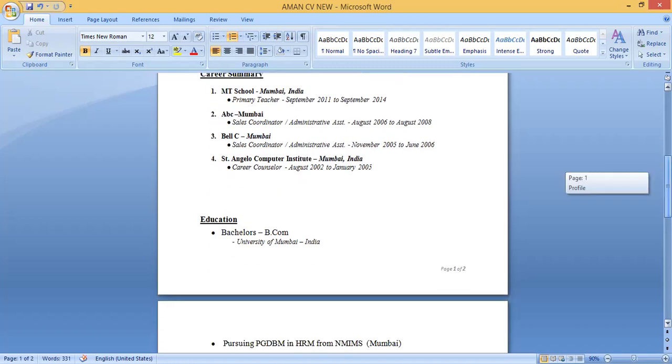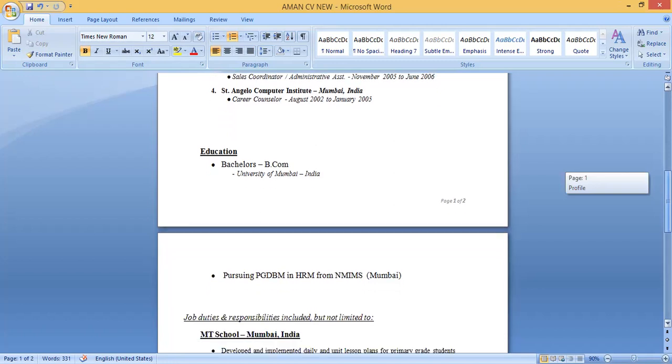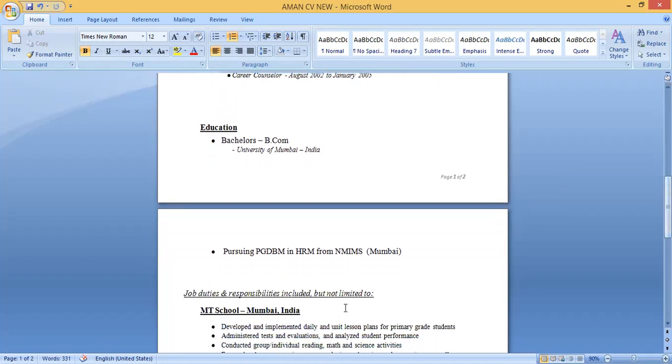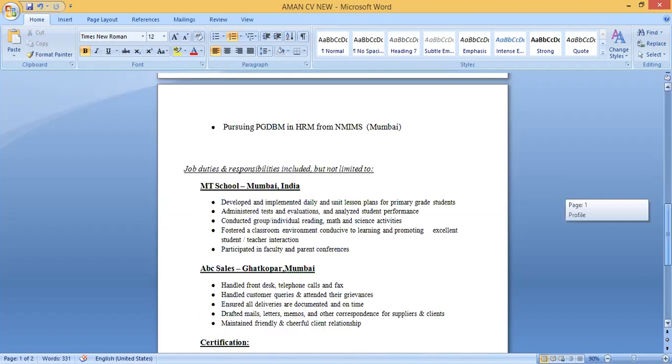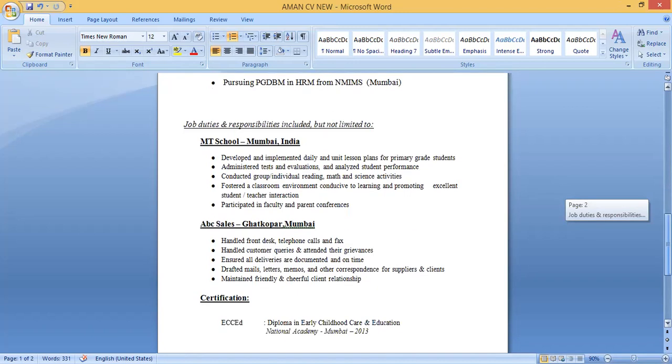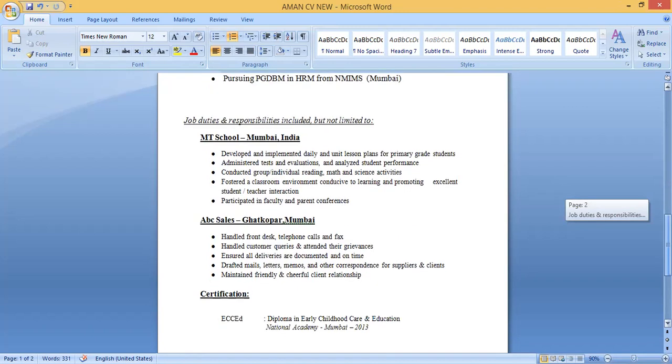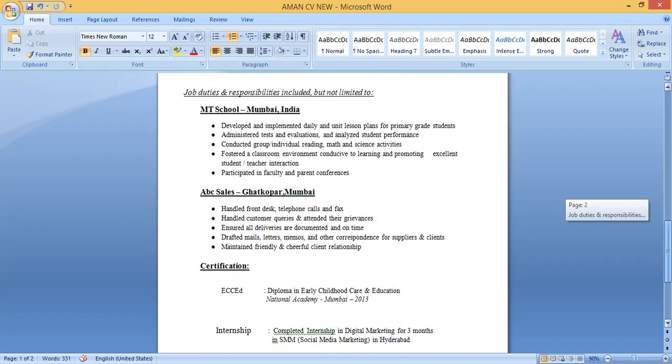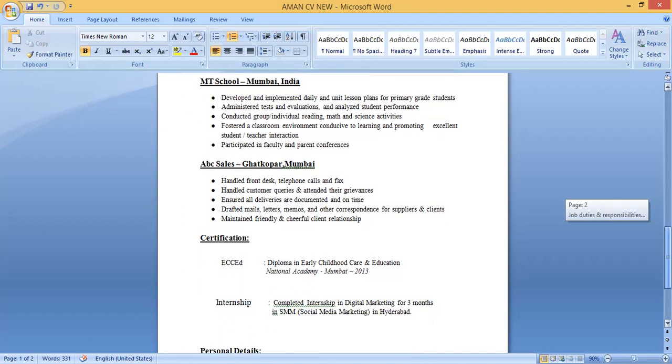Then mention your education in descending order. Here it is mentioned in ascending order, bachelor's and then post graduation diploma. So you write post graduation on top and then bachelor's below it. Job roles and duties: here she has mentioned the job roles and duties. Okay, this is also fine, but let us not make it too much of a search for the HR. Right? This is also fine. You can do this if you find it apt.